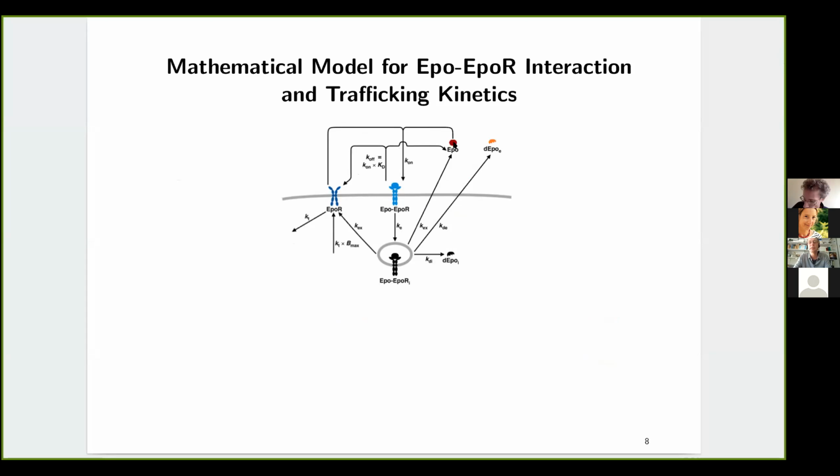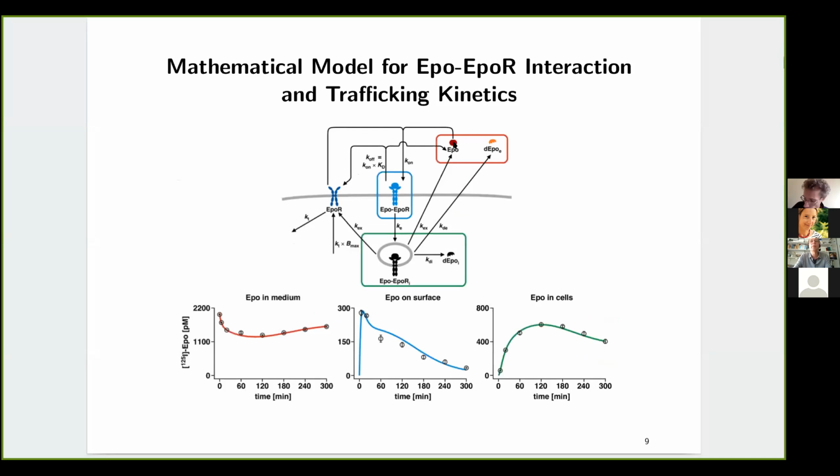to the extracellular space. What was measured experimentally are the extracellular components of Epo, Epo bound to the receptor at the cell membrane, and the compartment inside the cell. I will show you the equations in a second. So these are the data points.